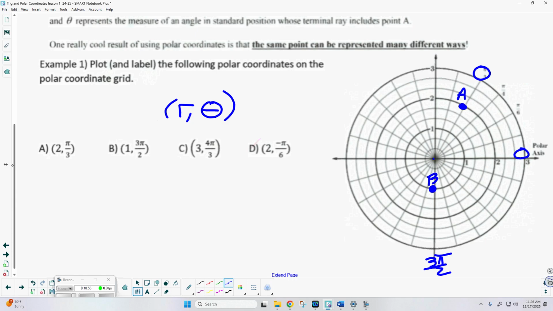Be in quadrant 3. So I have to rotate until I see 4 pi over 3, which would be right here. Okay. And then we want a radius length of 3, so that's going to be on the outer edge. So that's going to be C right here.